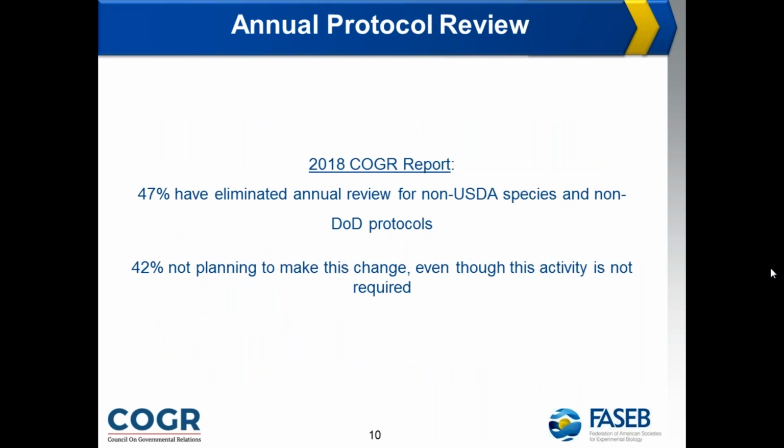We have the results from the survey, and 47% of the institutions have eliminated this annual review for non-USDA species and non-DoD protocols. But 42% of the institutions are not planning to make this change, even though this activity is not required. So, like you say, Molly, this could well be a very good topic of discussion between researchers and the IACUC moving forward in those institutions. Let's move to the next slide.